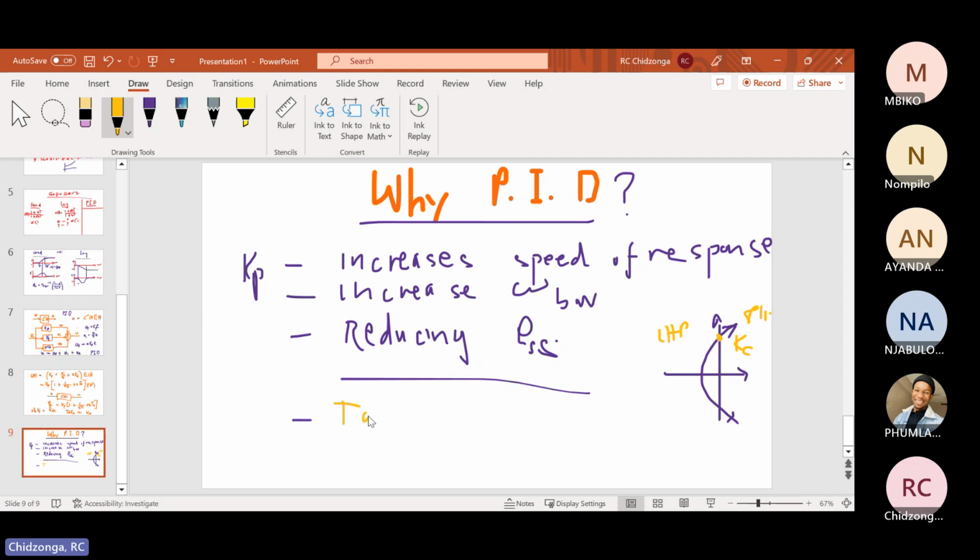So too much gain can lead to instability of the system.